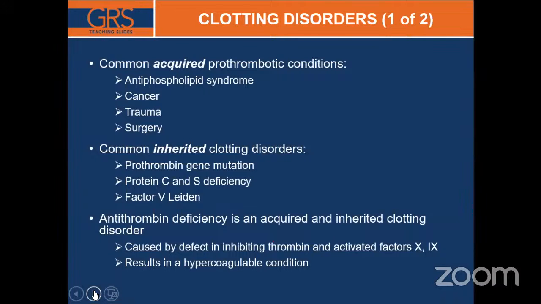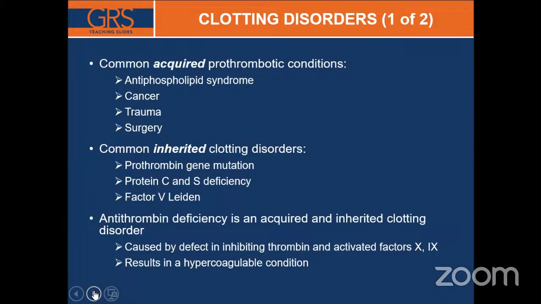We will talk about clotting disorders. What are the causes of clotting disorders? There are acquired causes and conditions such as antiphospholipid syndrome, cancer, trauma, or even surgery. And inherited disorders can also cause clotting disorders, such as the prothrombin gene mutation, protein C and S deficiency, and factor V Leiden.